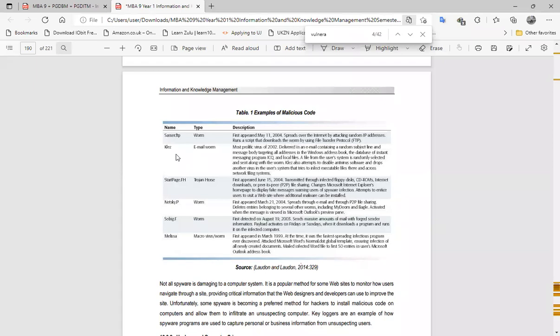Then we have Claire's, which is an email worm. It came around 2002, delivered in an email containing a random subject line and message body, targeting all addresses in the Windows address book. What it does is attempt to disable antivirus software and drop another virus in the user's system that tries to infect executable files across file systems.